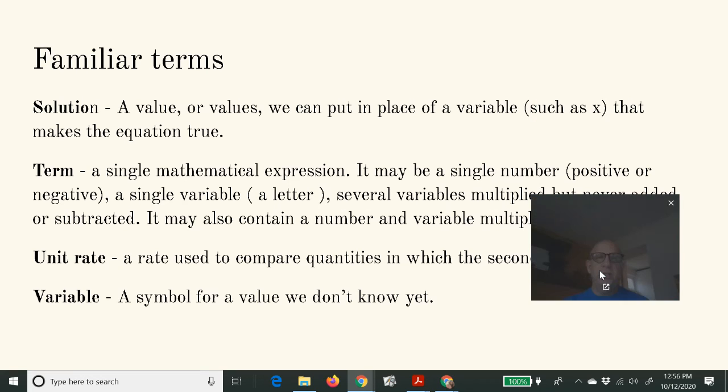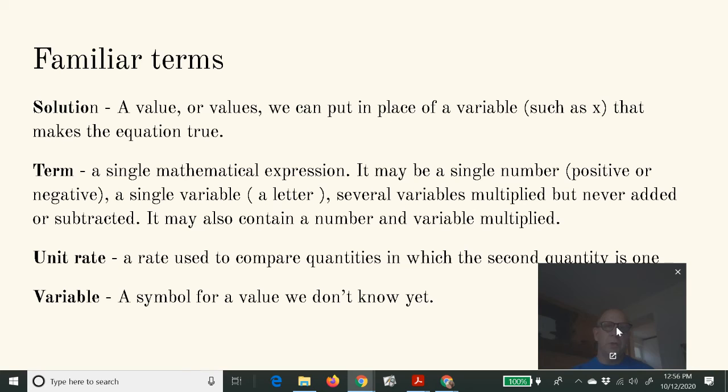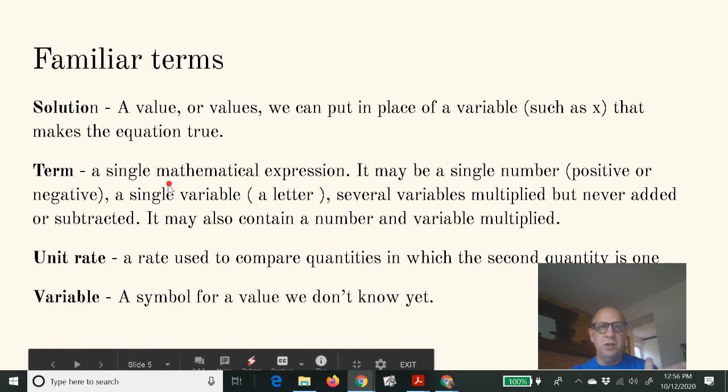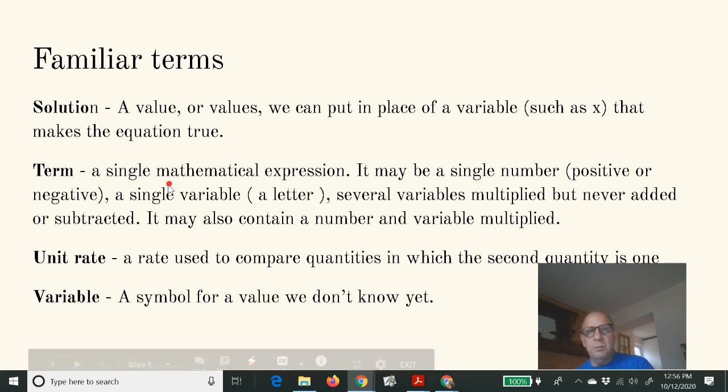The solution is the value we can put in place for the variable that makes the equation true. So 3x plus 4 equals 12. What is that number for x that makes that equation true? That's the solution. A term we just talked about, it's a single mathematical expression, a number or a variable or a bunch of variables multiplied, variables and coefficients, but they can never be added or subtracted.